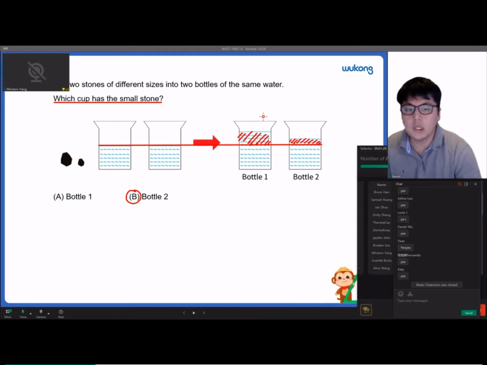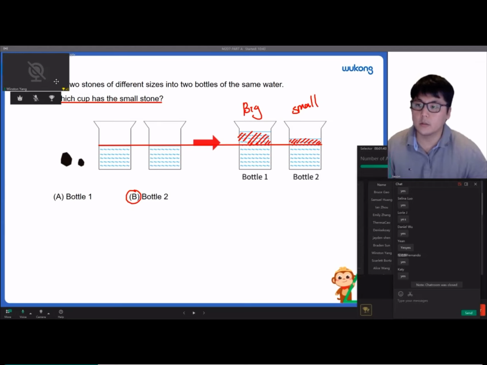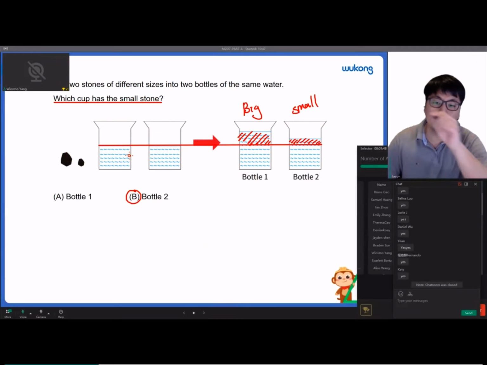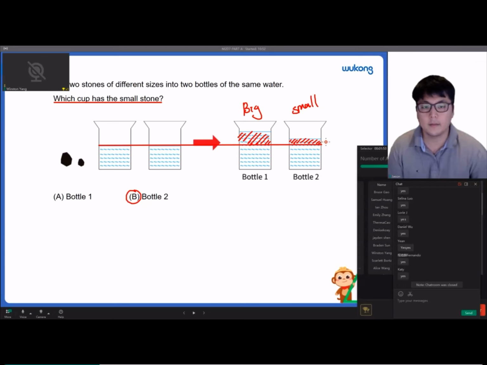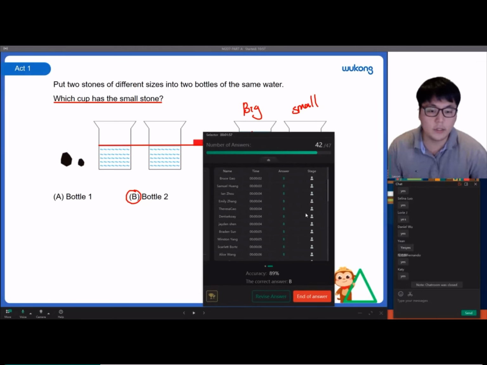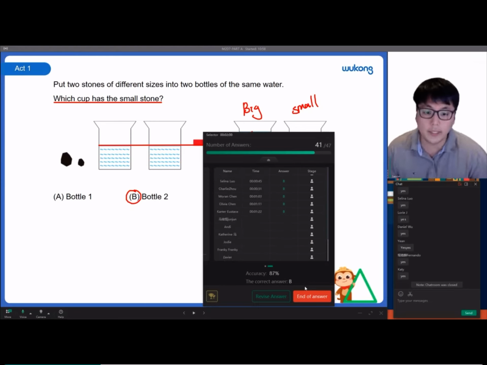Yeah. So which one has the small stone and which one has the big stone? Bottle 1 has the big stone and bottle 2 has the small stone. Very good, Winston. Excellent job. That was perfect. So, Winston, do you understand? It's very easy if you draw a straight line to show where the water level was before. Okay, very good, Winston. Good job. Thank you very much. And yes, everybody, the answer is B. So well done for those of you who did select B.